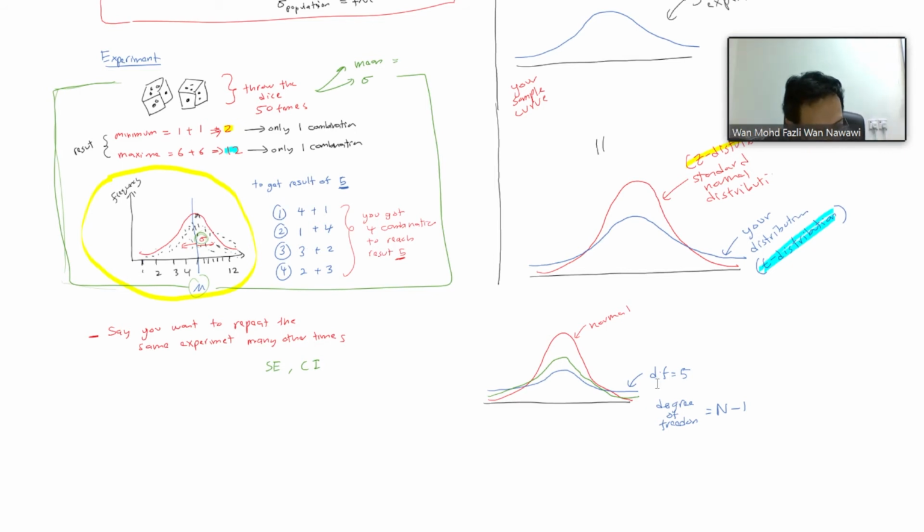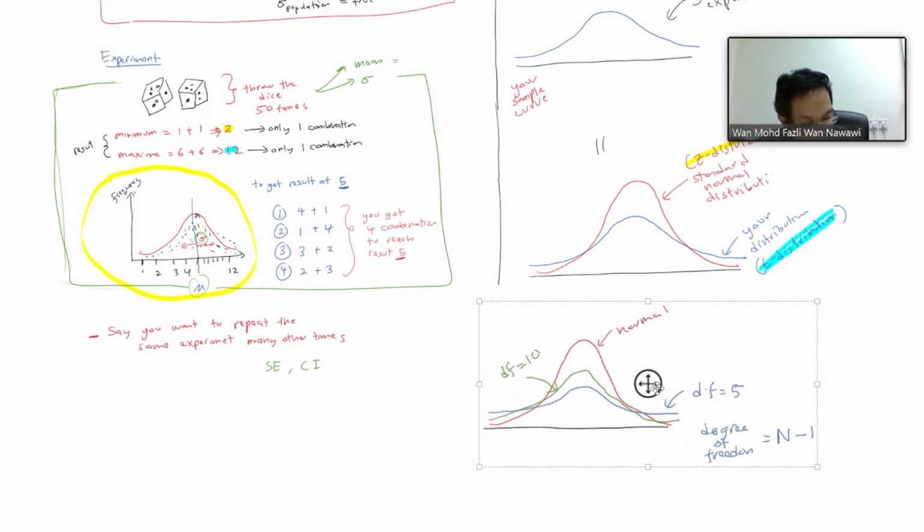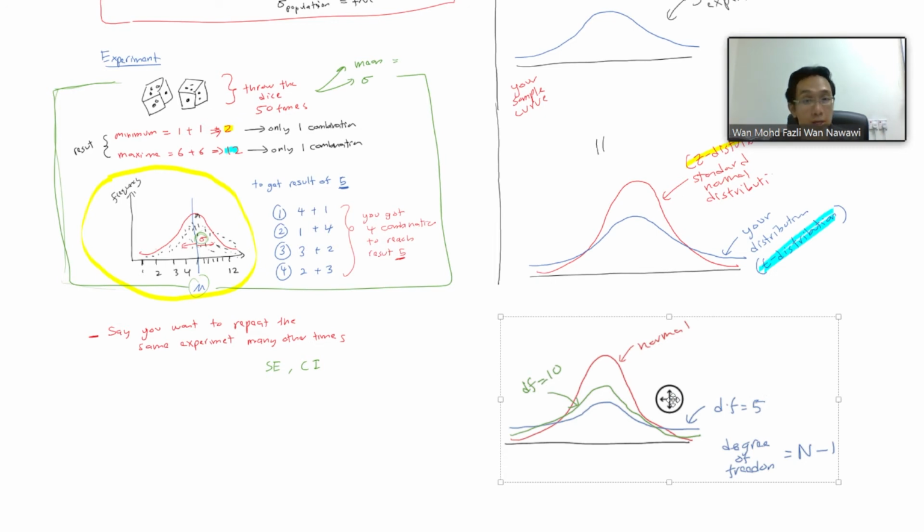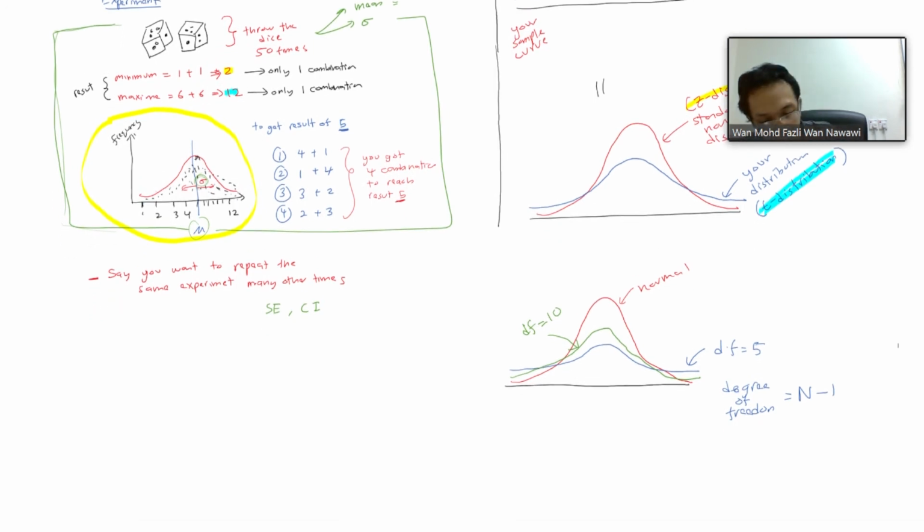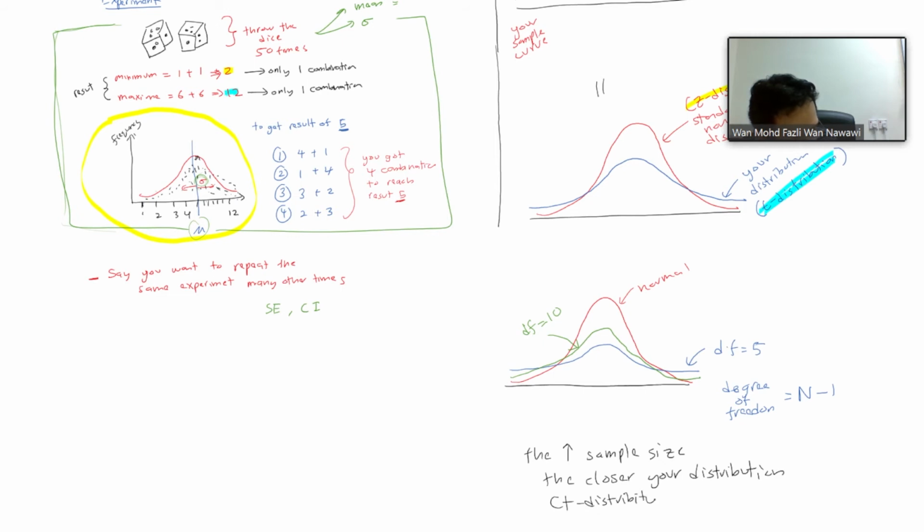Okay, so we continue. You can see when you increase, the green one, let me put the green one as degree of freedom equal to 10. This discussion might feel dry, but later it's quite important, because at least you know what you're dealing with when you're doing the DOE. So you see, the higher the sample size, the closer your T distribution is to the normal distribution.